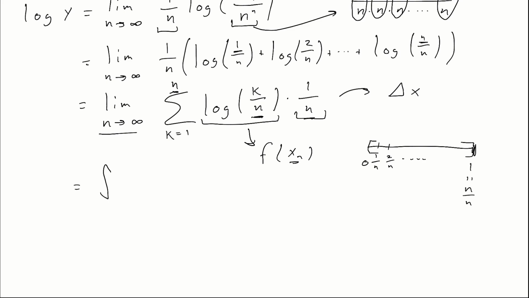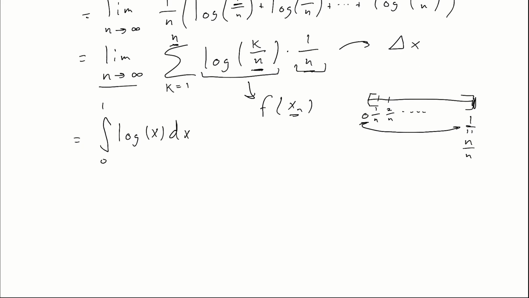Let's see, what's this integral over? It looks like we're integrating from 0 all the way to 1, and our function here is just log x dx. If we calculate that, you'll end up getting -1. I'll write down a little bit of the details. This is nothing but x log x minus x, evaluated from 0 to 1. Plug in 1, we get -1. Plug in 0, we get -0. So this is just -1.